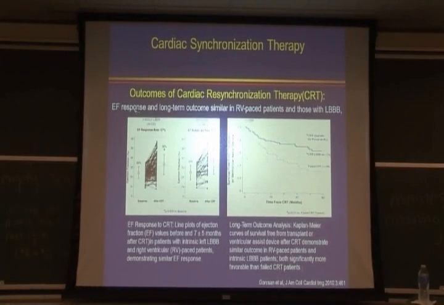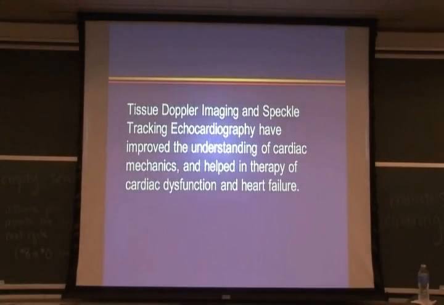In patients who have left bundle branch block and in patients who have right ventricle pacing, in both of them they responded in the form of improved ejection fraction as well as outcomes. The Kaplan-Meier survival certainly shows that they have improved outcome. So this is what speckle tracking and tissue Doppler have brought to the clinical arena as well as the research arena. I'll stop here and just say that tissue Doppler and speckle tracking have both improved understanding of cardiac mechanics and helped in the therapy of cardiac dysfunction and heart failure. And thank you for your attention.